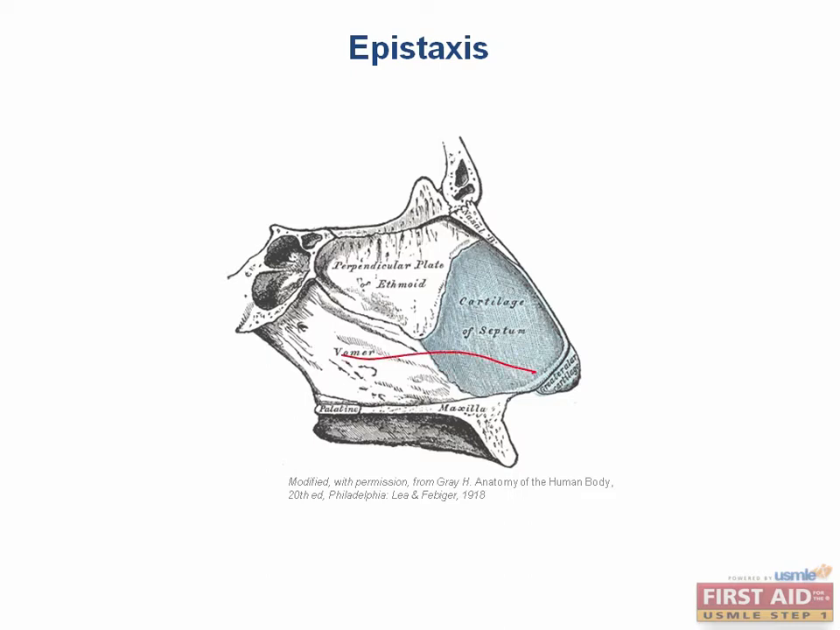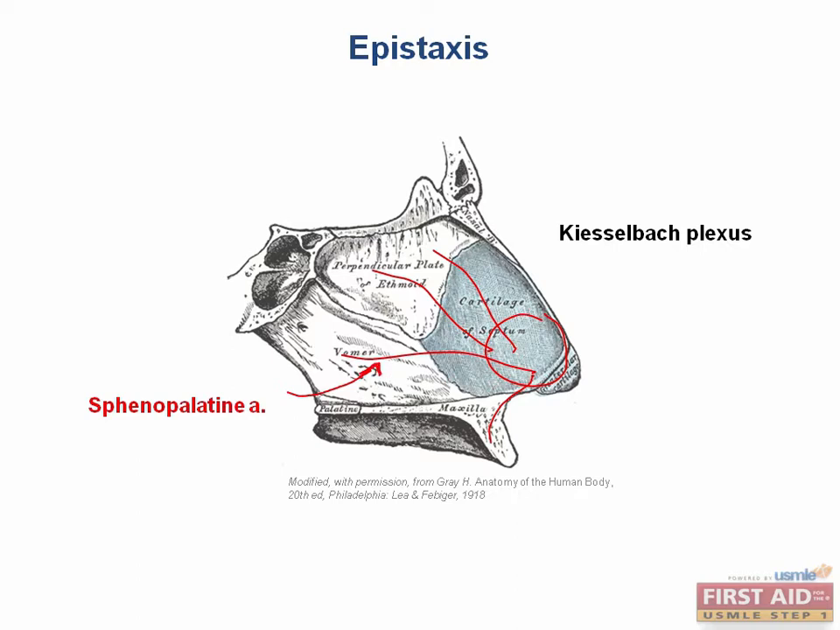There are 4 arteries that anastomose in the antero-inferior part of the nasal septum. This is called Kesselbach's plexus. One of these 4 arteries, the sphenopalatine artery, which is a branch of the maxillary artery, may actually bleed in the posterior segment of the nasal septum and cause a life-threatening hemorrhage to occur.